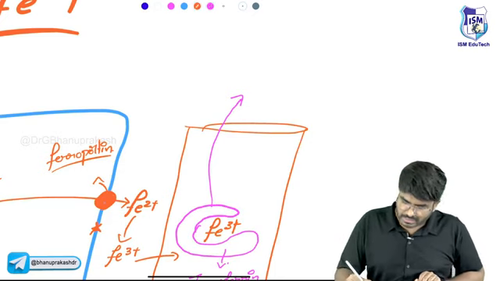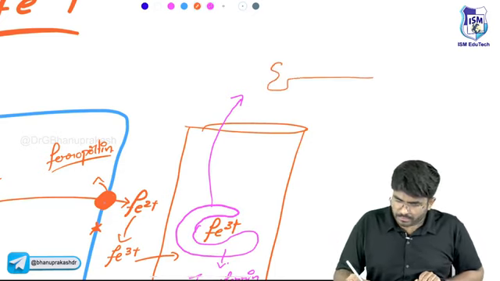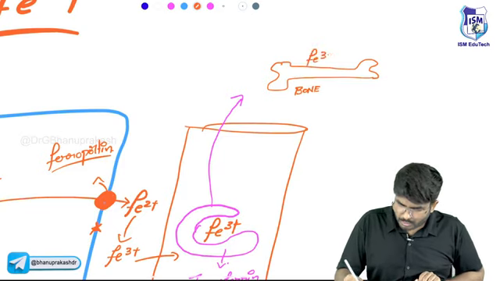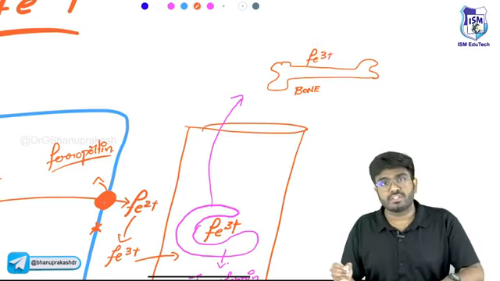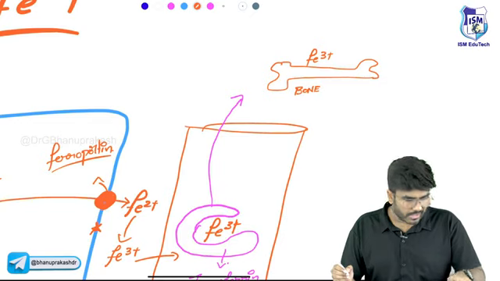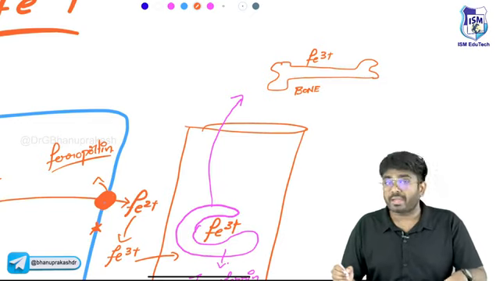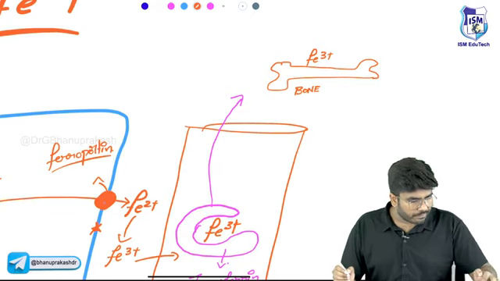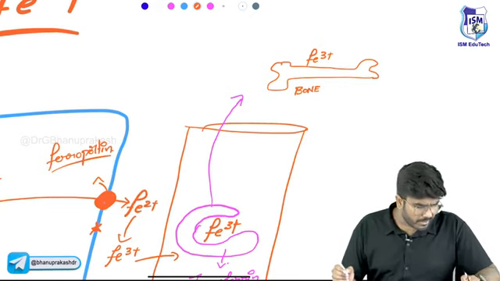Now this transferrin, it transfers, the name itself says it. The transferrin transfers the iron to the bone marrow. Iron is coming here to the bone marrow. In the bone marrow macrophages, the iron is going to be stored. And where else will the iron go? The iron will also come to the liver.